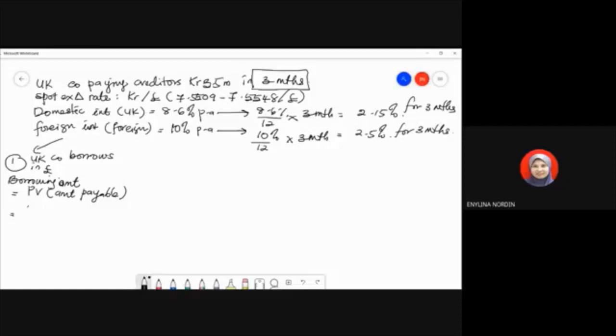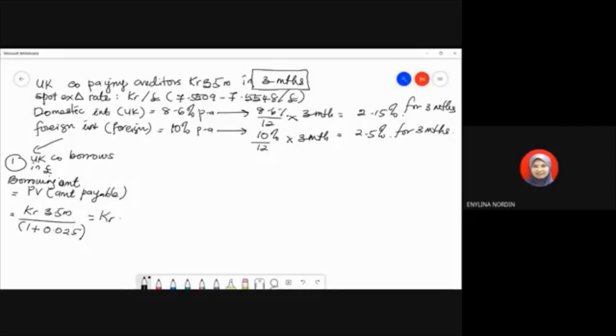So this is equal to 3.5 million kroners divided by 1 plus, so this is in the foreign currency, right? The discount rate that we are going to use is the interest rate in the foreign country, which is 10% per annum, but we want to use the interest rate for 3 months. That means we are going to use 2.5%. So that means you will do 1 plus 0.025. Okay, that's it.